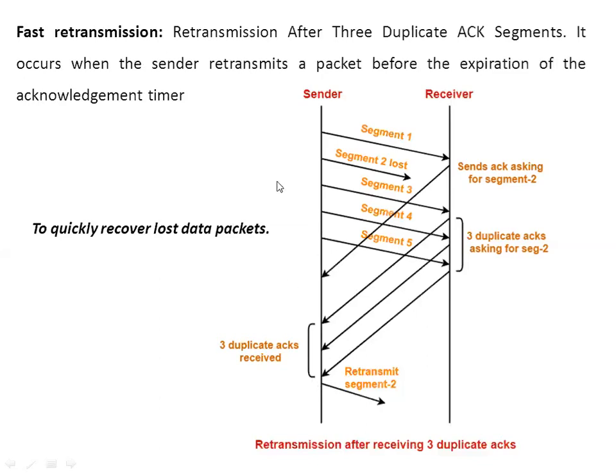So here you need not wait until the expiration of the timer. By using these 3 duplicate acknowledgements, that is, by using the acknowledgements of the remaining segments that were sent after the lost segment, if the sender is able to identify that the segment was lost, then the sender can retransmit that segment. So this is called fast retransmission.